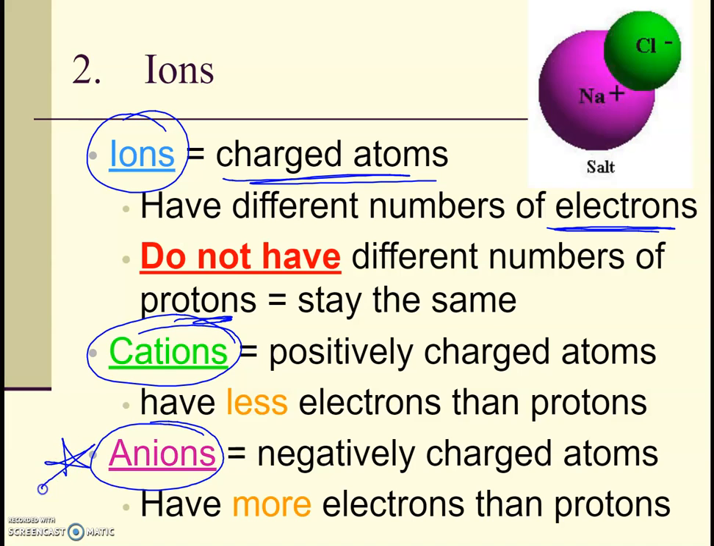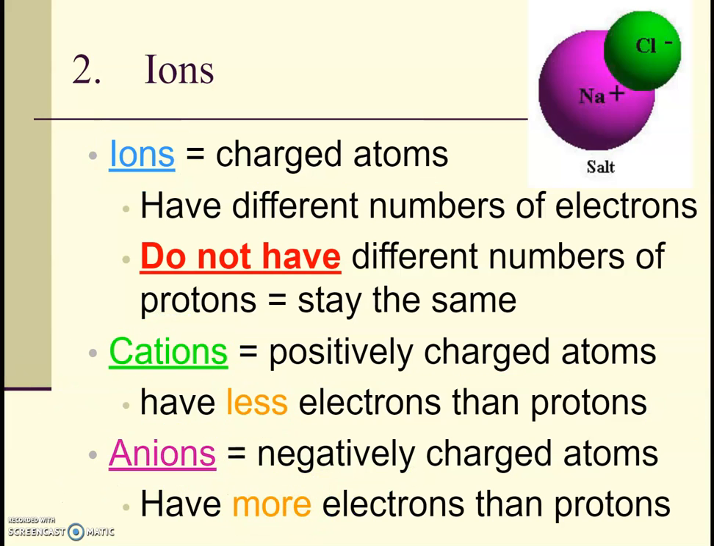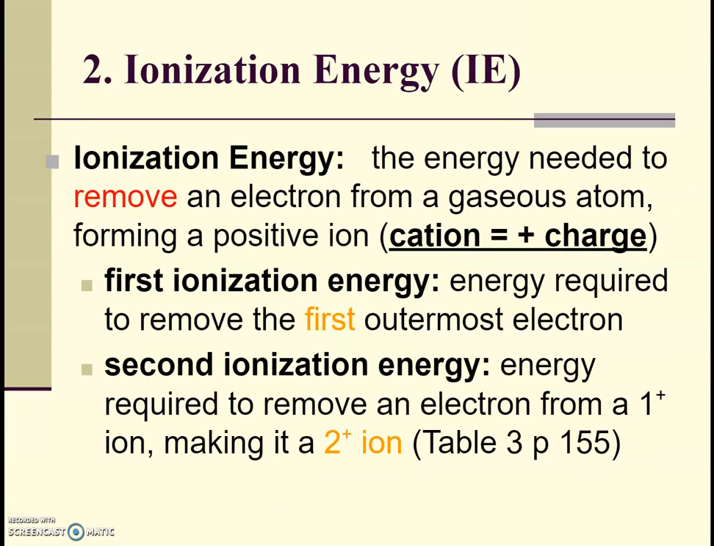Okay, so we can have cations and anions. In this video, we're going to talk about cations with ionization energy, and then with anions, we're going to talk about electron affinity. And then we'll talk about ionic radius in the fourth trends video. Okay, our cations are going to be positively charged atoms because they lost their outer electrons. And anions are negatively charged because they gained more electrons than their protons. Okay, so that's a little review for you.